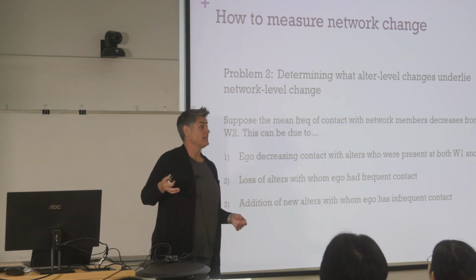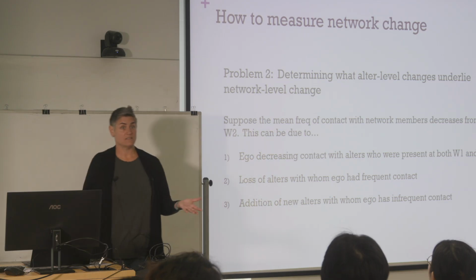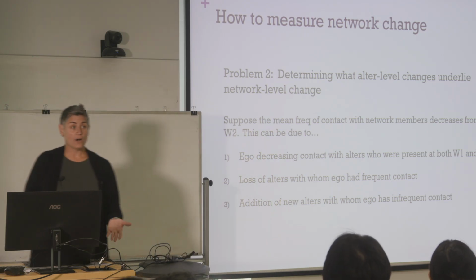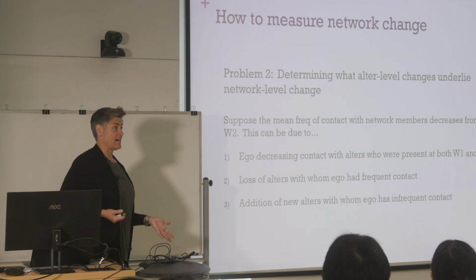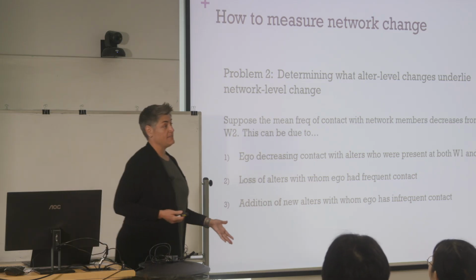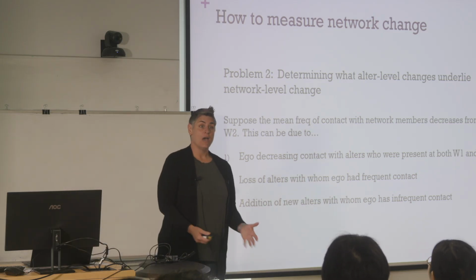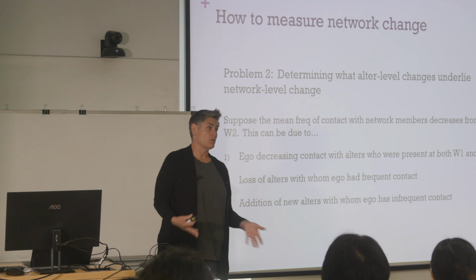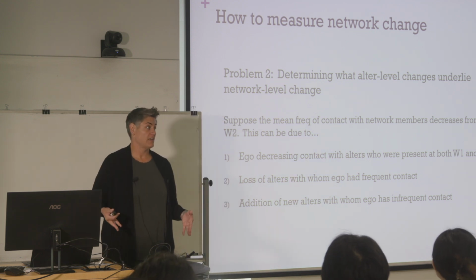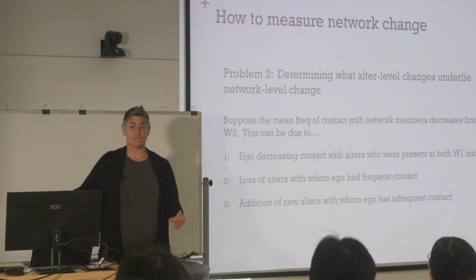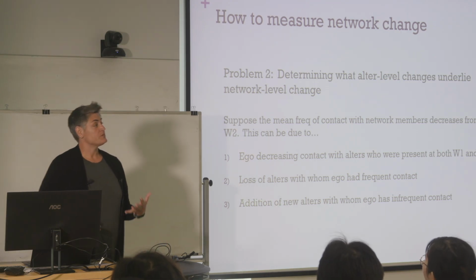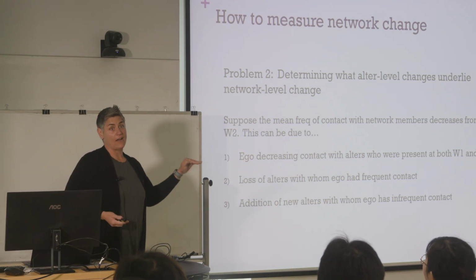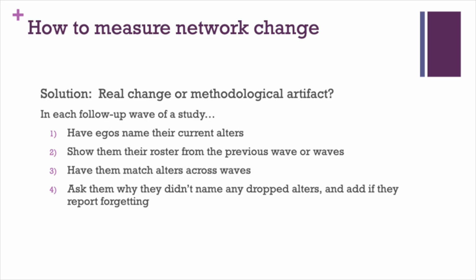That could be devastating, right? Unless that person is like a toxic person, right? Or it could be that I've added new alters with whom I have infrequent contact, which could be good, right? It could mean that I've made a new group of friends and we don't see each other a lot yet because we're just forming our friendship, but that could be a really positive thing. So disentangling all these different types of underlying dynamics is super important, and we don't see that when we just look at aggregate network characteristics across time, right?